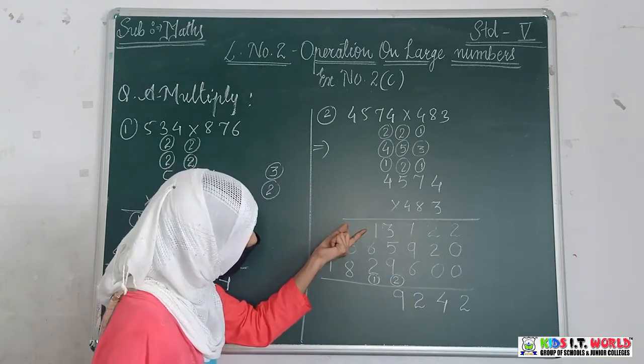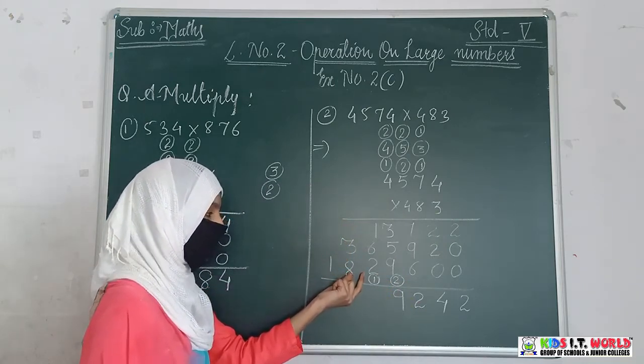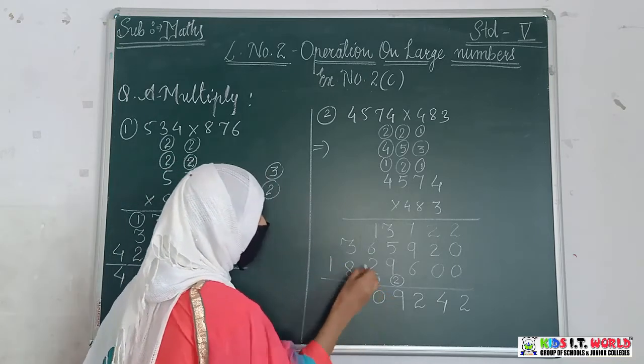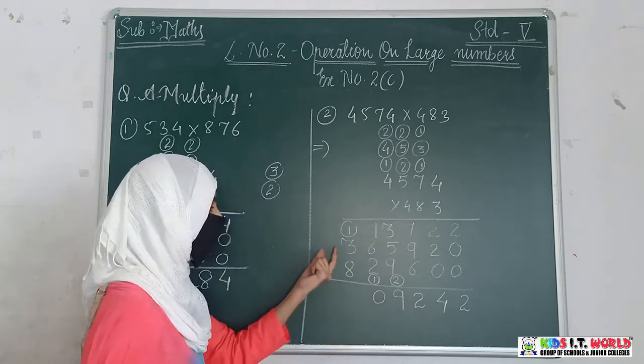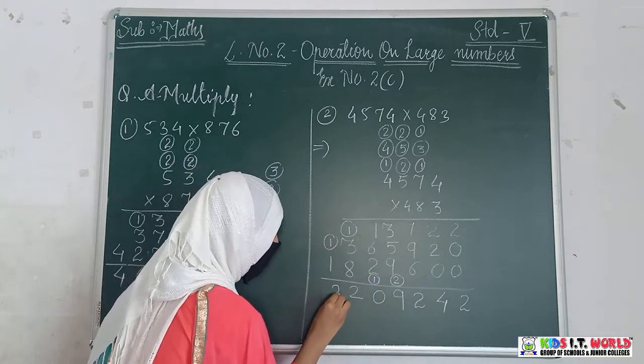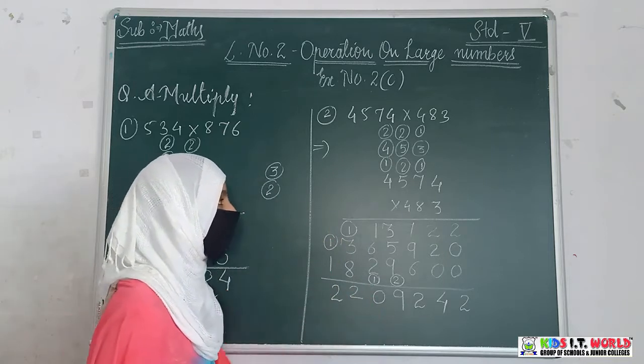Now 6 plus 1 is 7. 7 plus 2 it is 9. 9 plus 1 it is 10. So we will write 0 here, 1 will be carried. 8 plus 4 is 12, 1 will be here. So this is your answer.